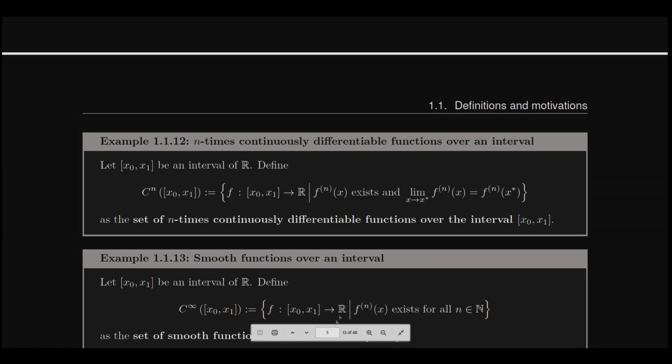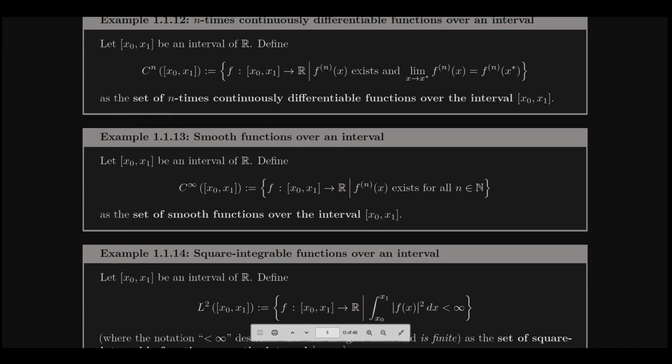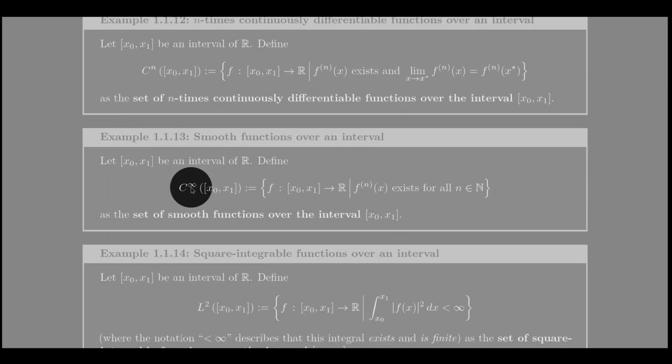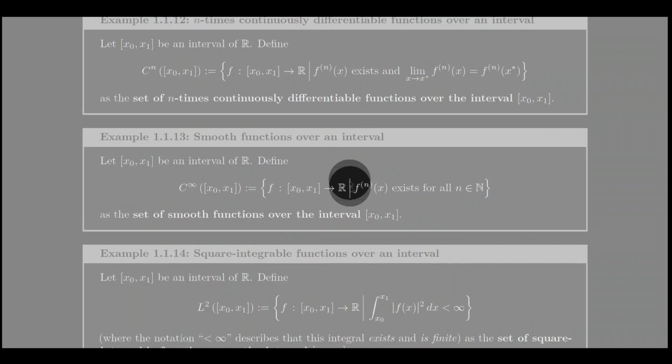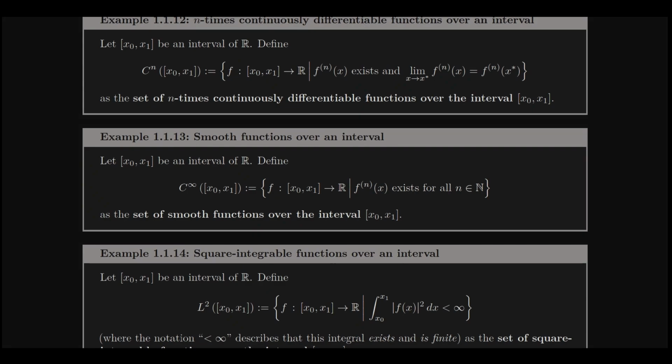We like to be cool with our notation and add an infinity in the power on C and say these are actually the smooth functions or the infinitely differentiable functions. And here I'm saying here's my collection of functions. They all have a specific property. What's the property? Well, it's that the derivative exists for all natural numbers. And that would be infinitely many derivatives.